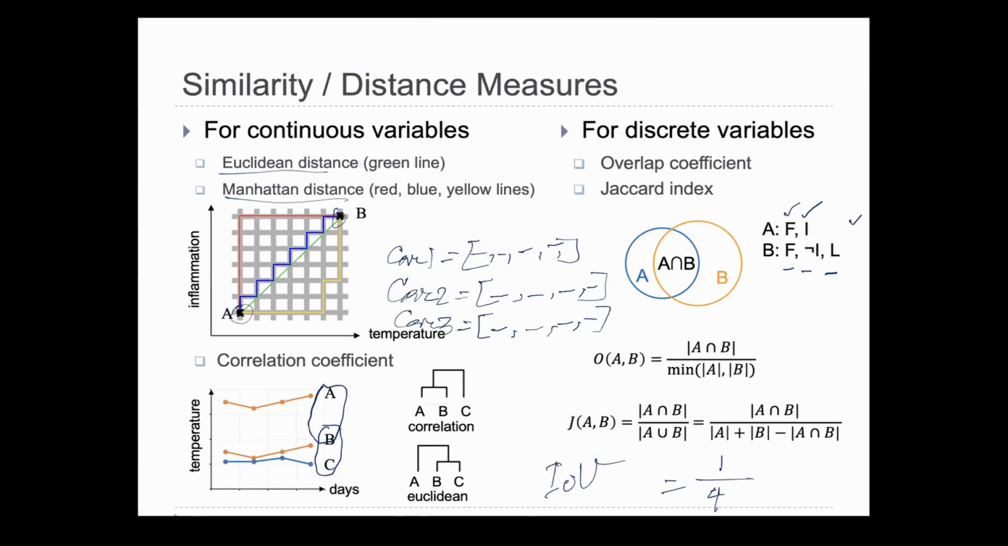So Euclidean distance and Manhattan distance are measures of distance. In those cases, the nearest neighbor will be the one with the lowest value. On the other hand, correlation coefficient and Jaccard index are measures of similarity. In those cases, the nearest neighbor will be the one with the highest value.